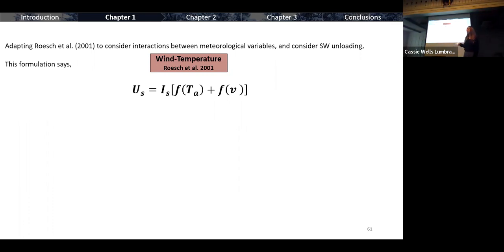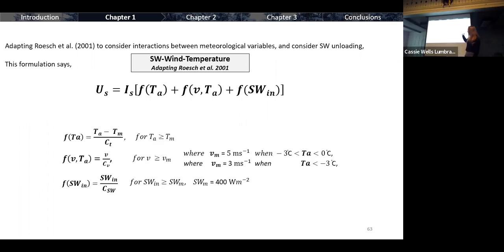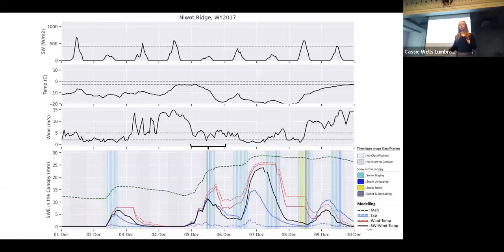We kind of built on that first paper where we took a parameterization that already included temperature and wind, and we added shortwave. And we were able to test also the impact of air temperature on wind speed. So we added a correlation there based on our observations, and we added a simple shortwave parameterization.